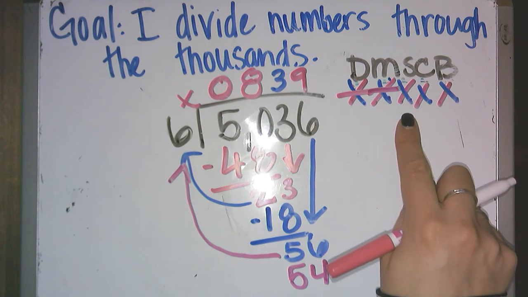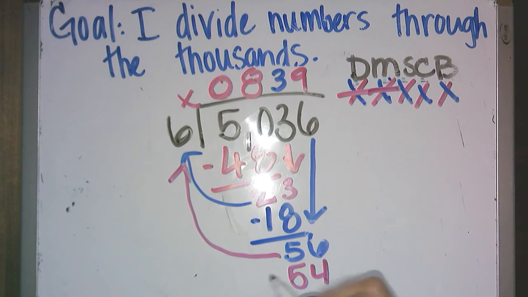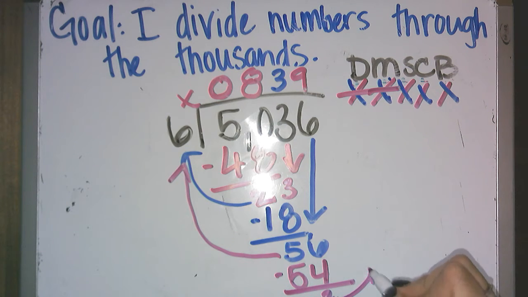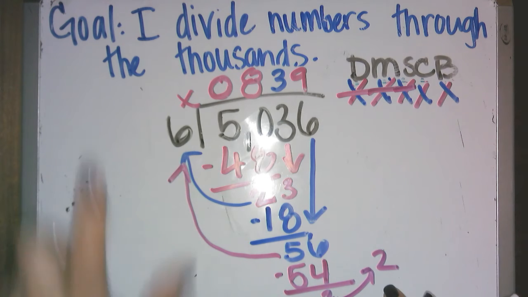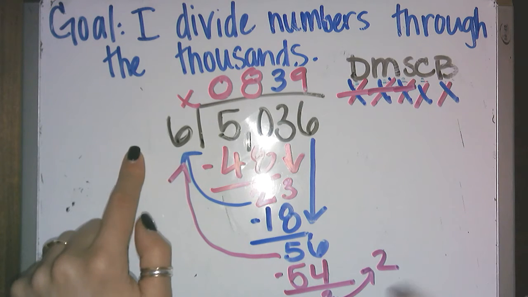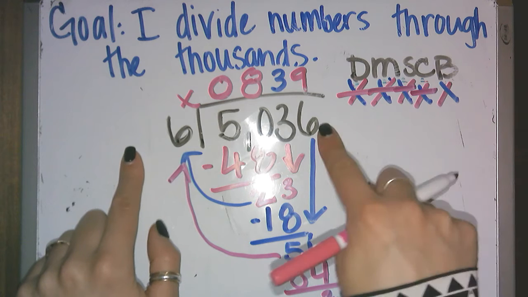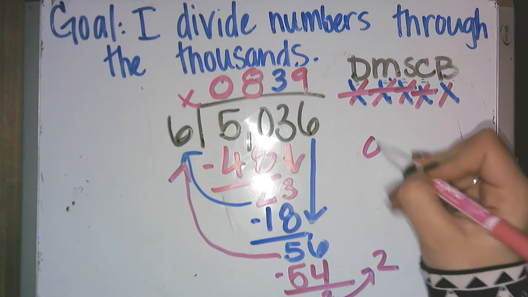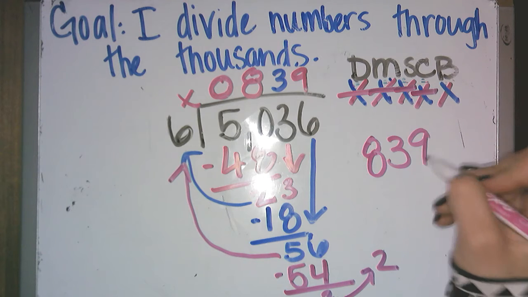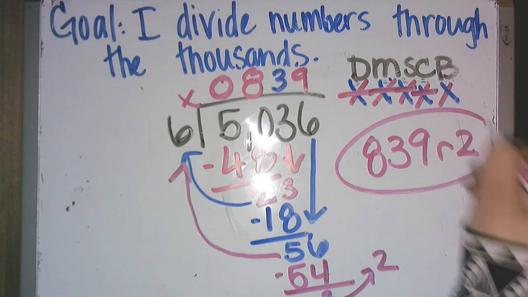Next is subtract. 56 minus 54, that would be 2. I'll write that over here. Now I check. Is 2 less than 6? It sure is. Bring down. There's nothing left to bring down, so this is my remainder. So my answer is 839, remainder 2.